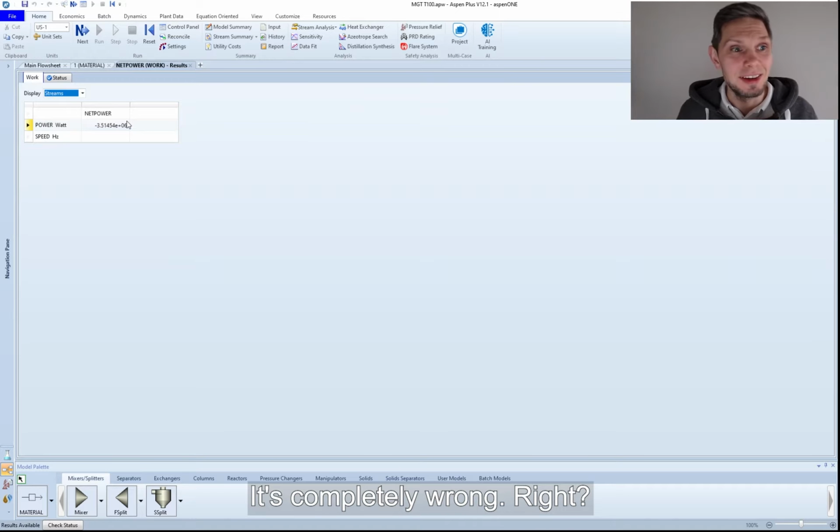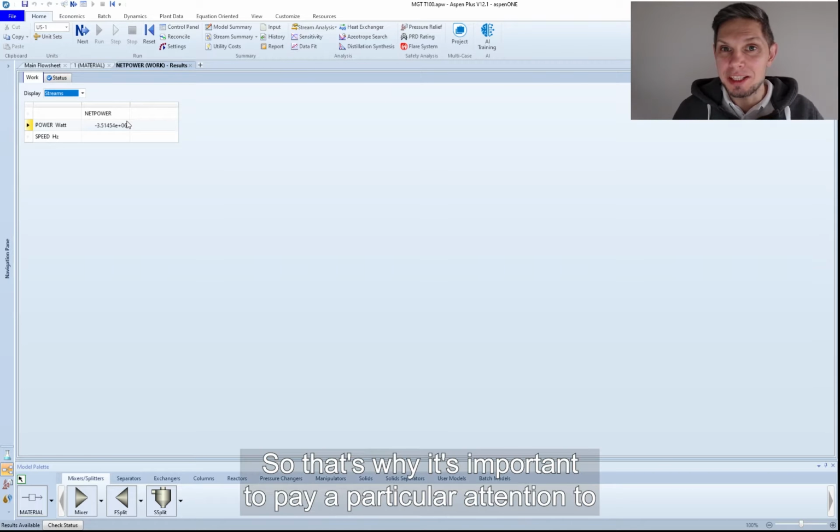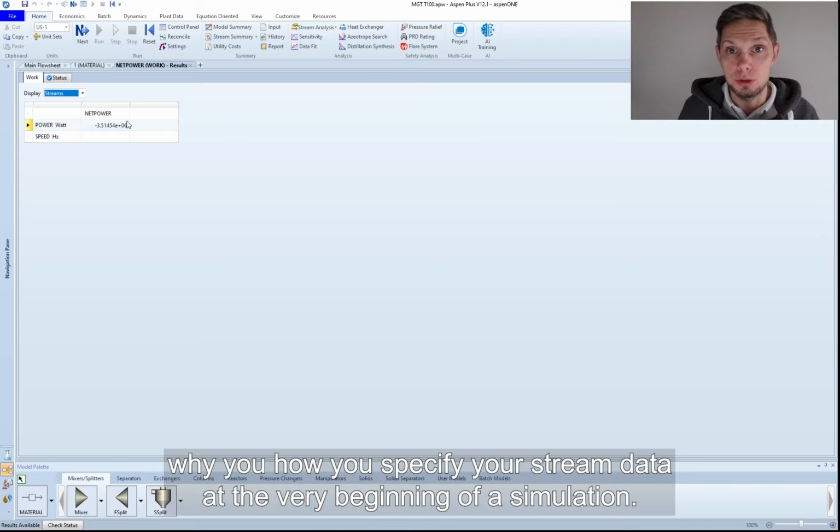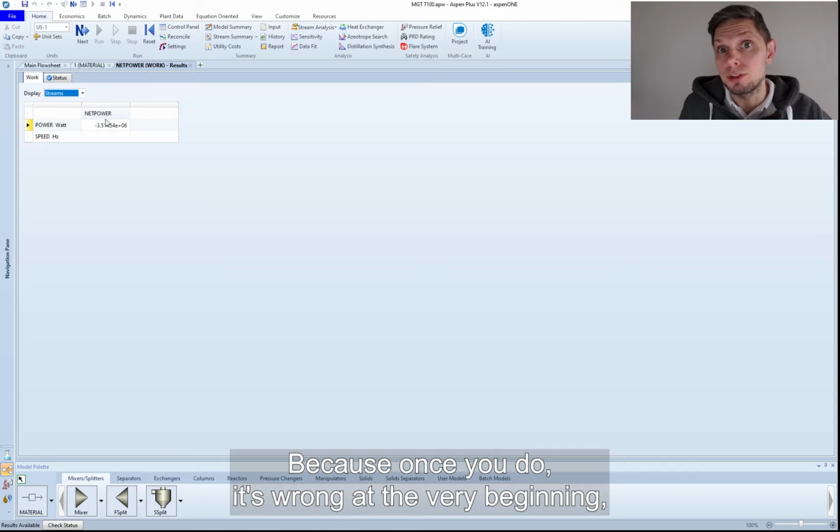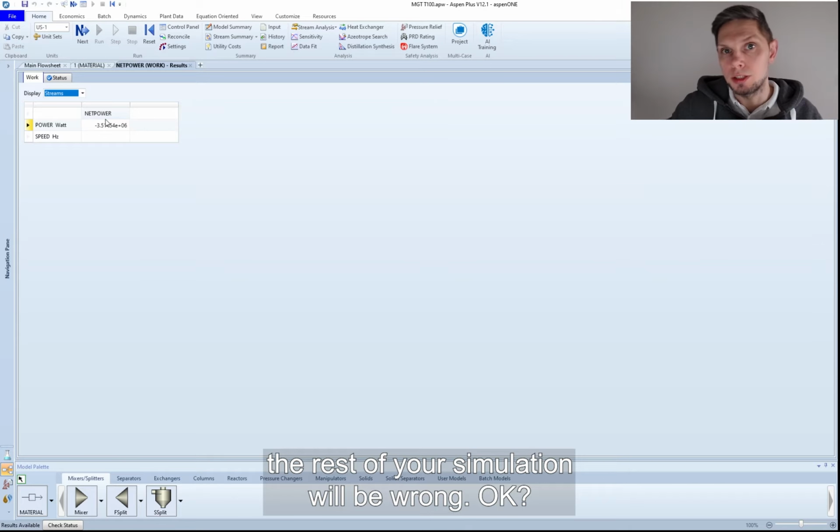It's completely wrong, right? So that's why it's important to pay particular attention to how you specify your stream data at the very beginning of your simulation, because once you do it wrong at the very beginning, the rest of your simulation will be wrong, okay?